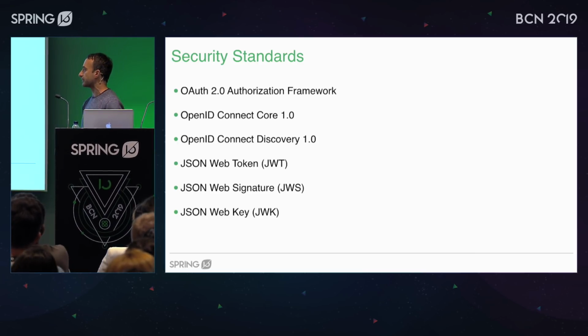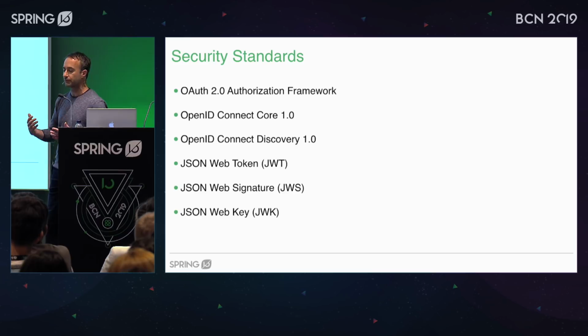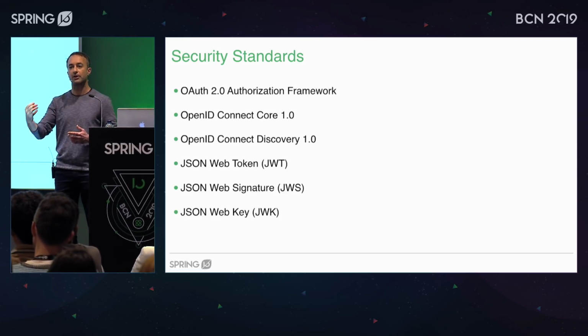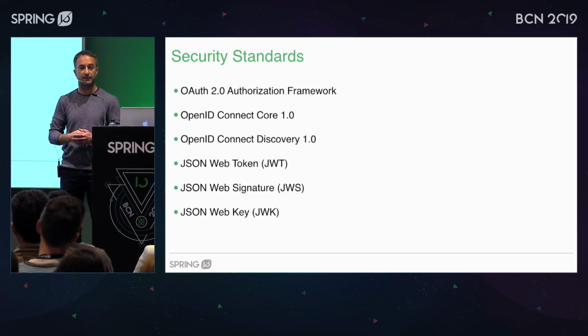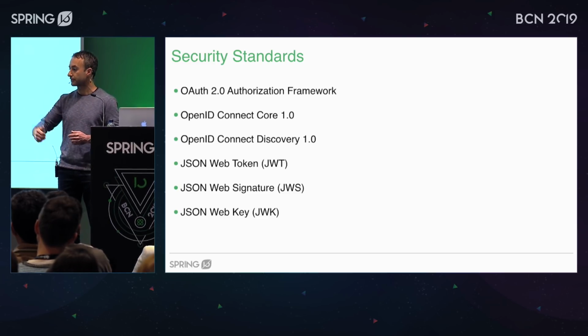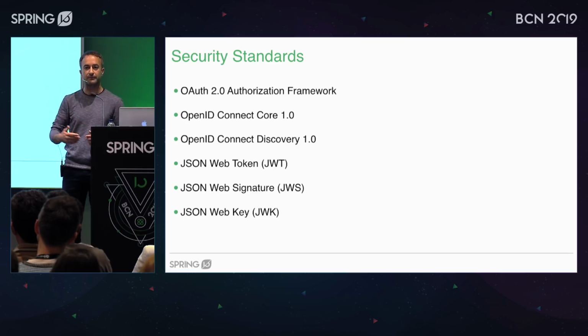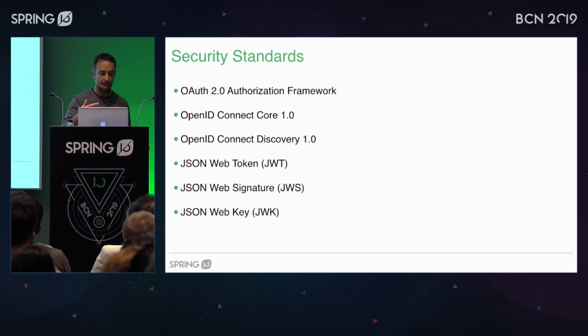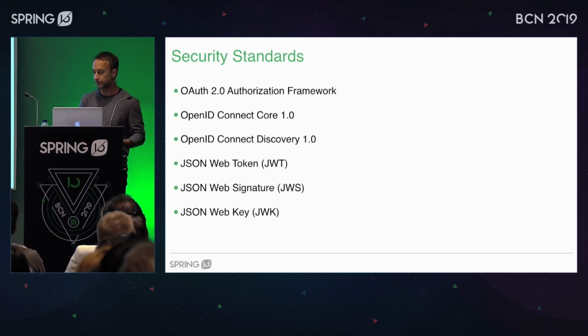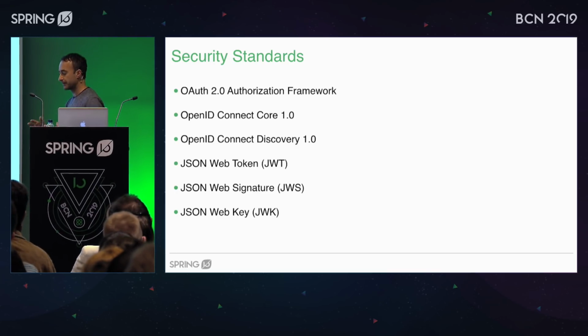OpenID Connect discovery. OpenID Connect providers may implement this endpoint where clients or resource servers can discover provider metadata, for example the authorization endpoint, token endpoint, user info endpoint, etc. I'm going to show you an example of that as we go through the demo. JWT, a self-contained type of access token.